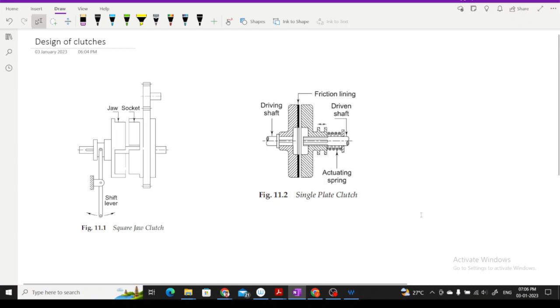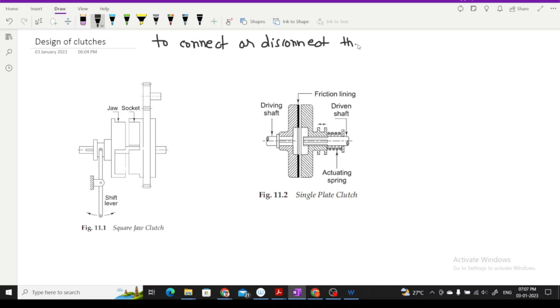As we have already defined, a clutch is an element which is used to connect or disconnect the source of the power.